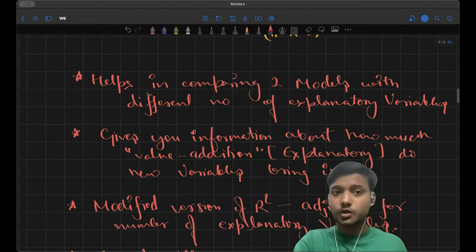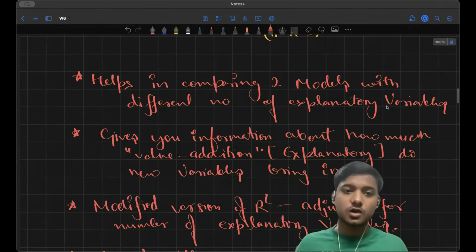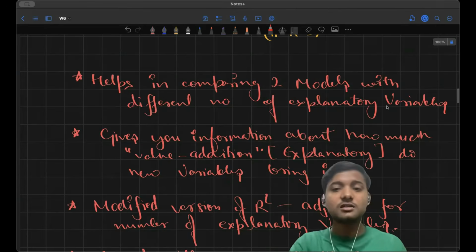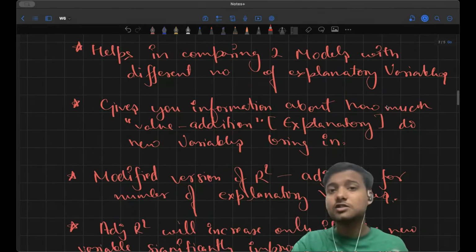As I've written, these are a few important points. Adjusted R square is going to help you in comparing two models with different numbers of explanatory variables. It will let you decide, should I add this variable or not? So this gives you information about how much value addition, basically explanatory power addition, the new variable brings in. Because if you realize that your adjusted R square is not increasing, or increases very little, then it indicates that the variable you have added just now is not that good. You should not add that.